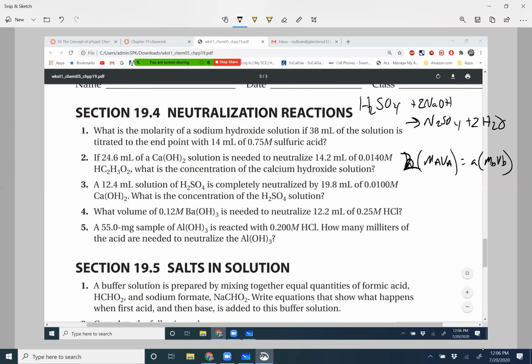And then it says, what is the molarity? So they want molarity B, with 38 milliliters of solution. So this is 38 milliliters, and we have VB. A is 1, so we can ignore it. An endpoint with 14 milliliters of 0.75. So we have that, and we have 0.75 molar times 14 milliliters.